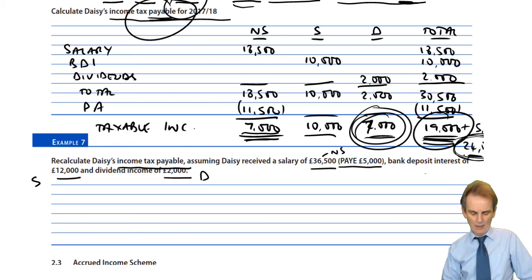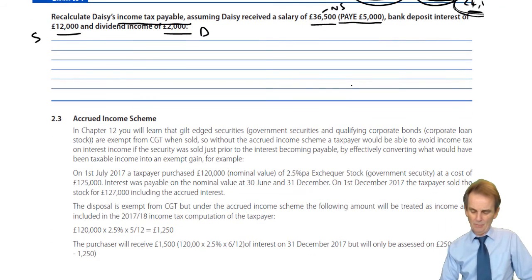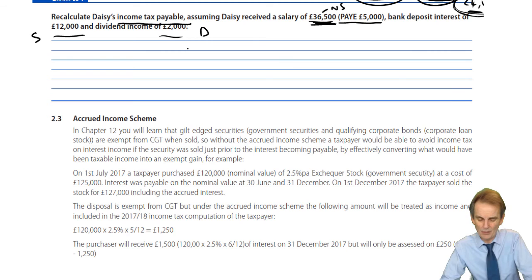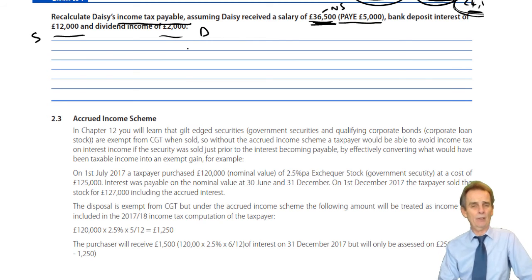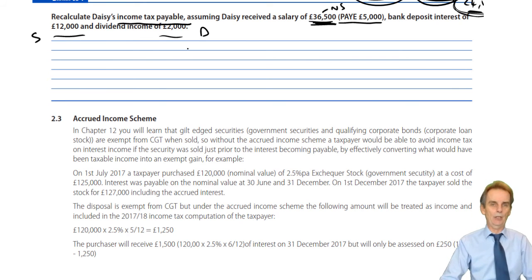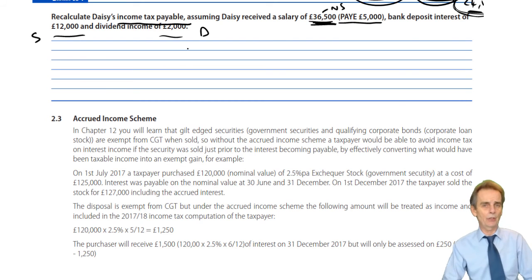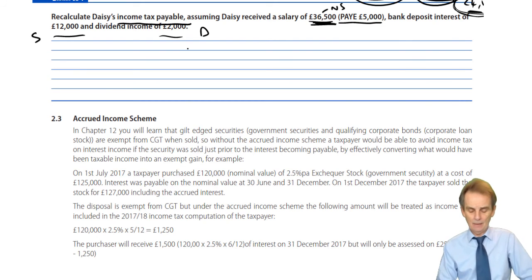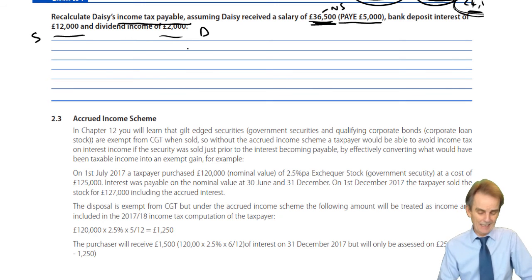What are we going to see here in this question, in example 7? Well, when you look at the numbers here, 36.5 plus 12 plus 2, 2 plus 12 is 14 on a 36.5, just over 50,000. So even when you take away your personal allowance from that, you're going to have a taxable income figure in excess of £33,500. Therefore, the taxpayer will be a higher rate taxpayer. Now here, it'll make no difference to the taxation of the dividend income because it's all at nil rate. But of course, it is going to make a difference to the taxability of that savings income.